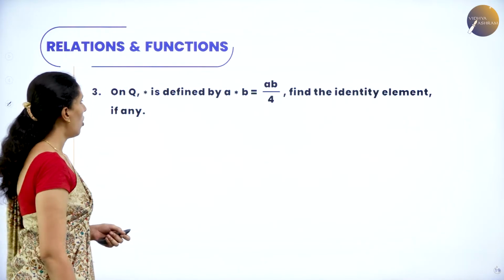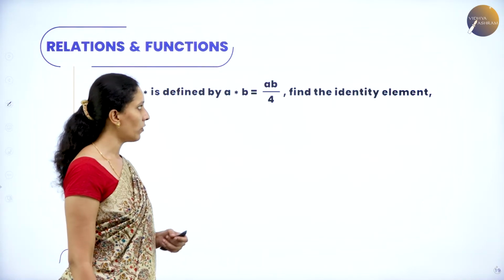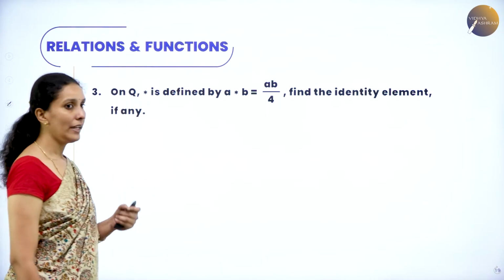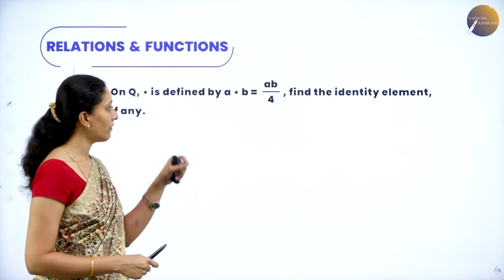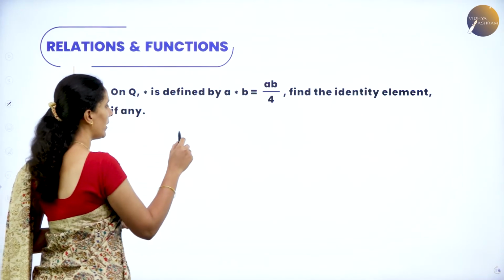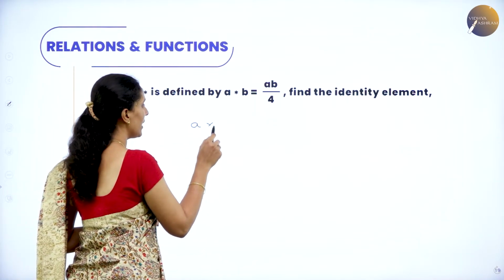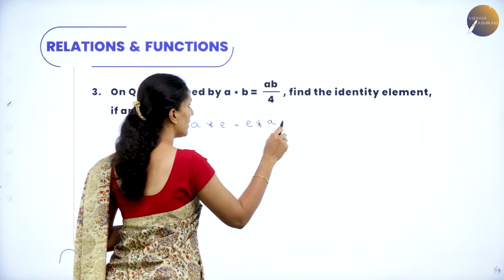Next question. On Q, star is defined by A star B is equal to AB by 4. Find the identity element, if any. If there exists any identity element, we have to find that identity element. What is the condition for identity element? A star E is equal to E star A is equal to A.